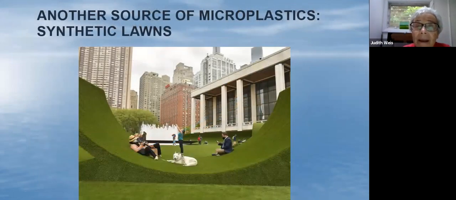Another source of microplastics is astroturf, synthetic lawns, such as they put down at Lincoln Center this summer in New York City. People walking on it, dogs walking on it, kids playing on it is releasing tiny plastic fibers from this synthetic plastic lawn.